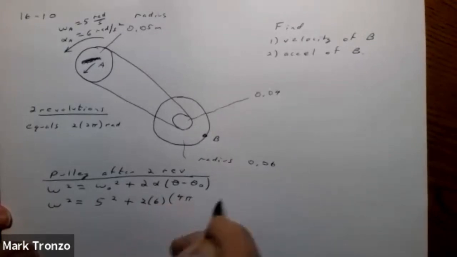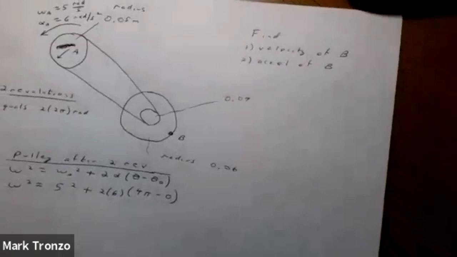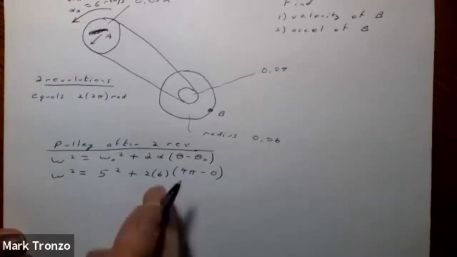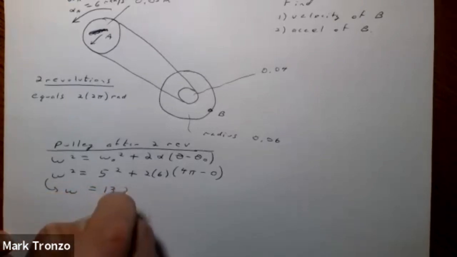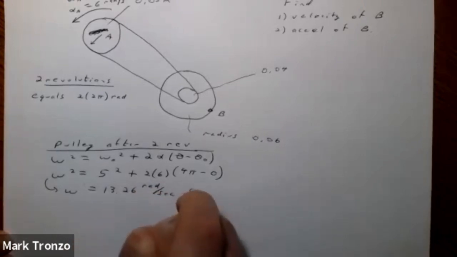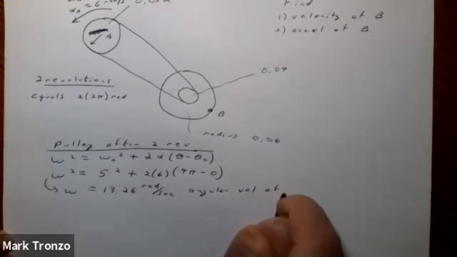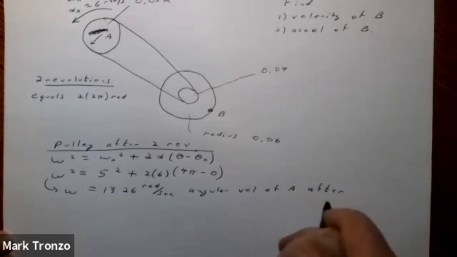4 pi, and you can assume it's starting at theta 0. So we have this. And when you calculate all this out, we get omega is going to be 13.26 radians per second. Again, this is the angular velocity of A after 2 revolutions.